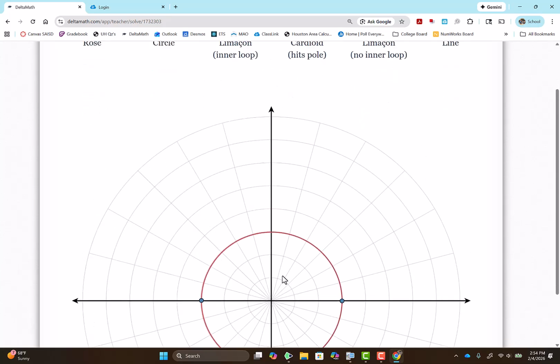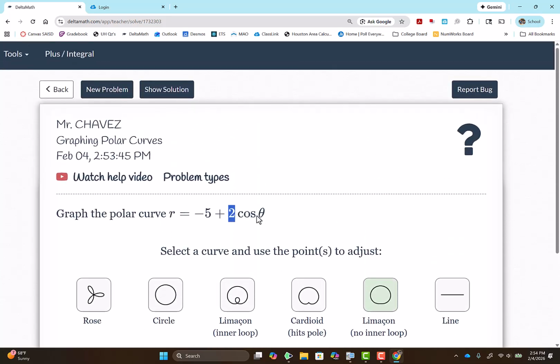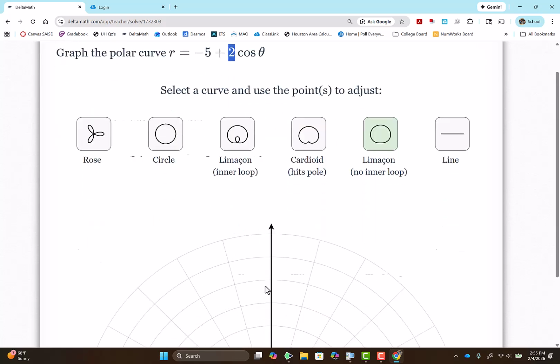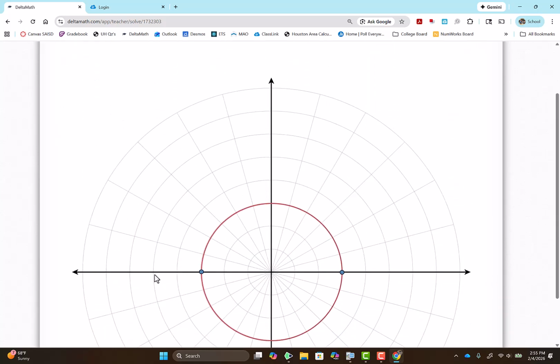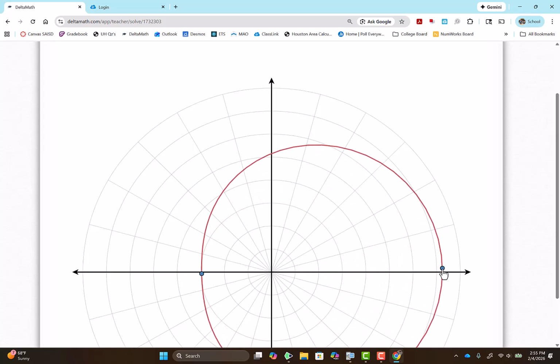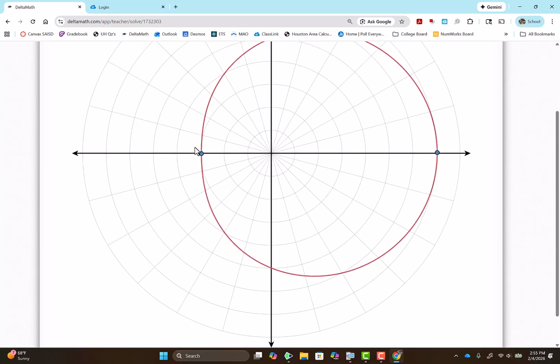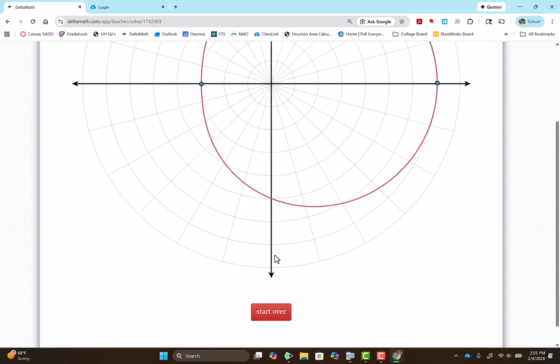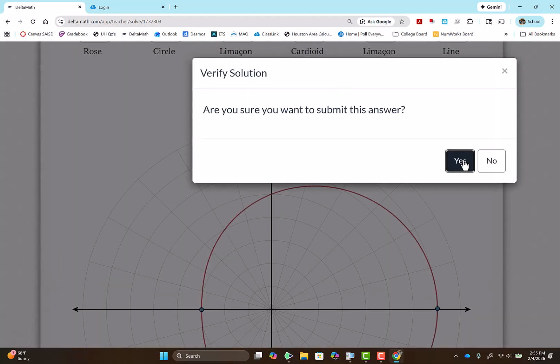Now, right now it looks like a circle, but it's not. Now I'm going to do the other extreme, the pi. Cosine of pi is negative 1. Negative 1 times 2. Negative 5 minus 2. So at pi, negative 7. Pi is the negative x-axis. Negative 7, I go in reverse. So I'm over here: 1, 2, 3, 4, 5, 6, 7. All right, there it is. See, it's kind of squished over here. So it's not a circle, guys. Submit, and boom.